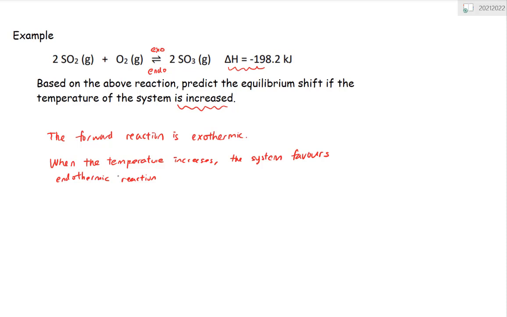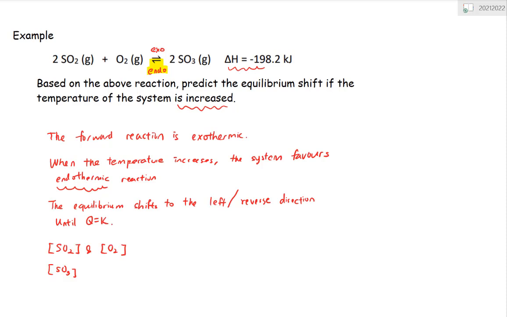Okay, so since you know that when the temperature increases, it will favor endothermic reaction, then we go back to the equation just now, whereby we have already indicated which one is the endothermic reaction. Okay, so looking at this one, endothermic, the reaction will proceed to the left, a reverse reaction. So we can say that the equilibrium will shift to the left or shift in a reverse reaction. You can either write to the left or reverse direction, until Q equals K.